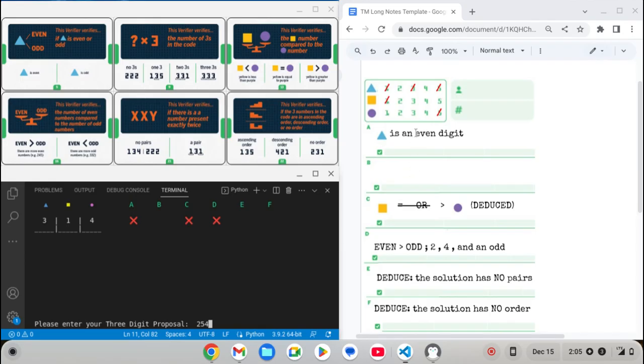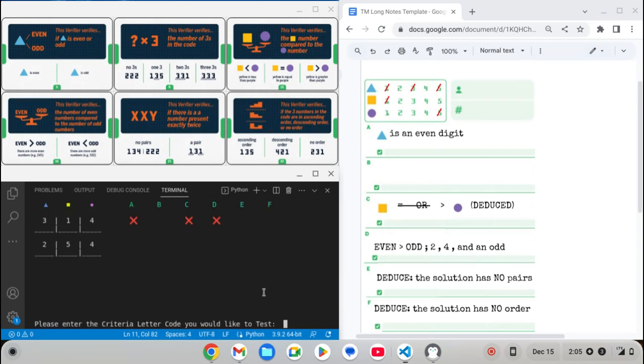And just to double check, the first digit is even. The middle digit is larger than the last. We do have a 2 and a 4 and an odd. There are no pairs, and it's no order. That is correct. Okay, well, let's try that out.